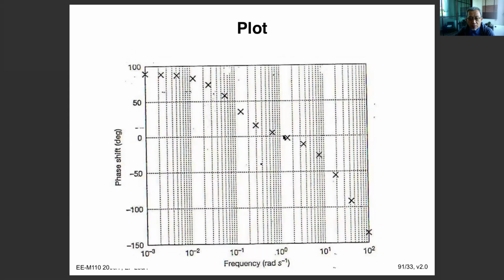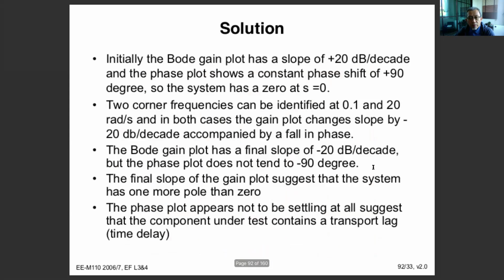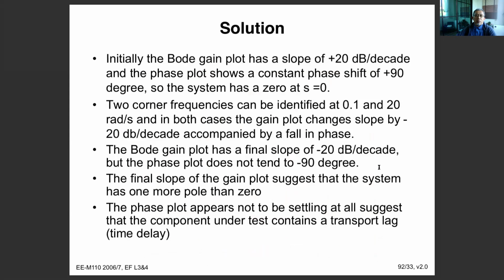Okay, and the phase here is the plot. So initially the Bode gain plot has a slope of plus 20 decibel per decade, and the phase plot shows a constant phase shift of 90 degrees. So there is a zero at s equal to 0. Two corner frequencies, 0.1 and 20, that I mentioned just now. So at both, the gain plot changes slope by 20 dB per decade. And then the gain plot has a final slope of minus 20 dB per decade, and the phase goes to minus 90 degrees. So it suggests that the system has one more pole than zeros.